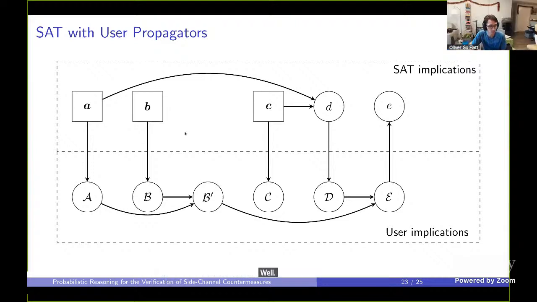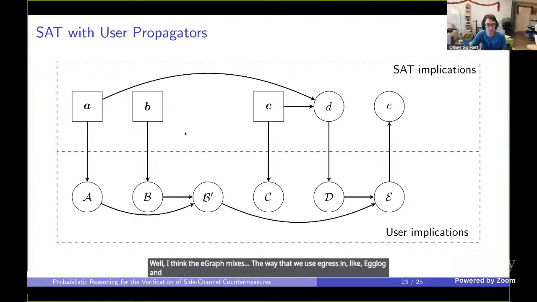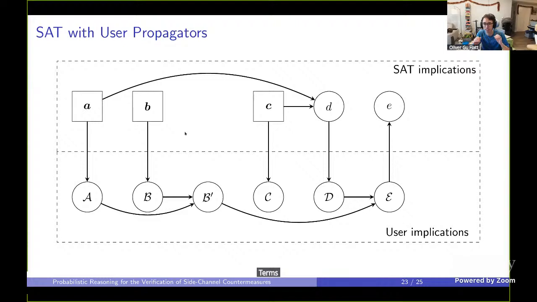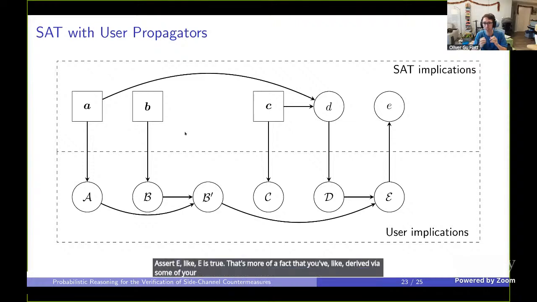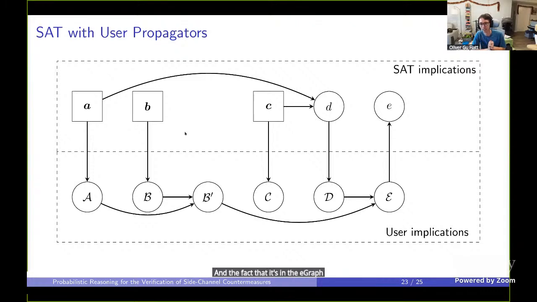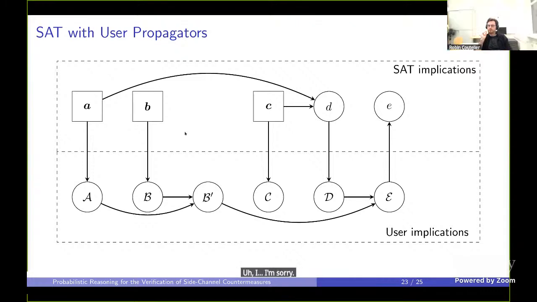Well, I think the way that we use egraphs in egglog and egg often mixes terms and meta level facts, like saying that this term is true. So if you put a term in there that said assert E, like E is true, that's more of a fact that you've derived via some of your rules. And the fact that it's in the egraph says that E is true. I'm sorry, I think we have different terminology for what terms are. In the first order community, a term is not a Boolean value.